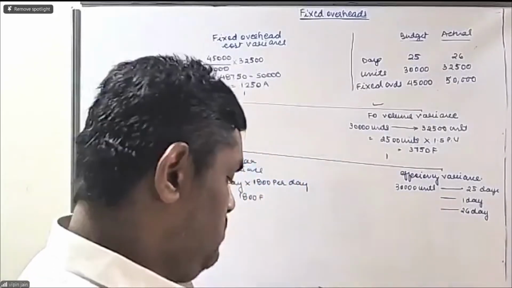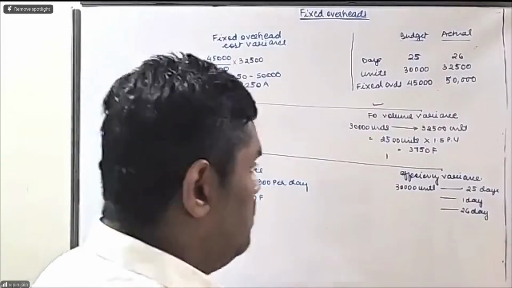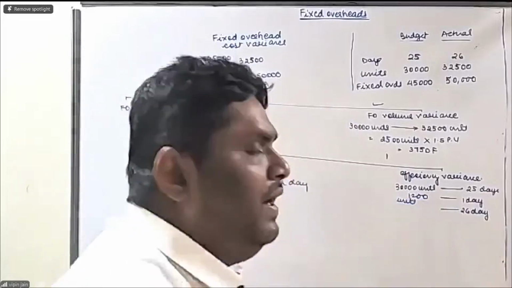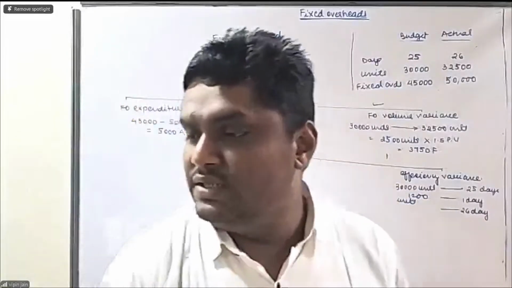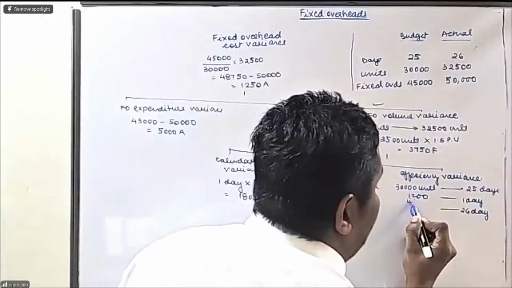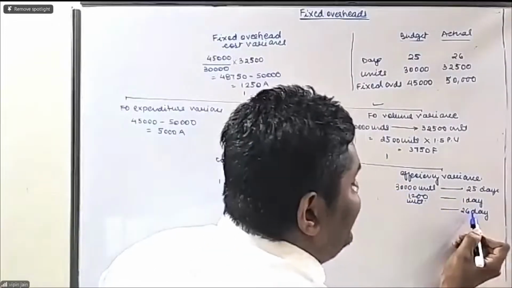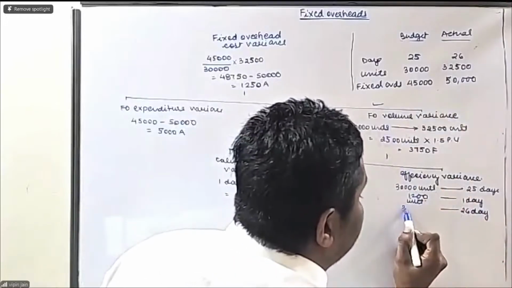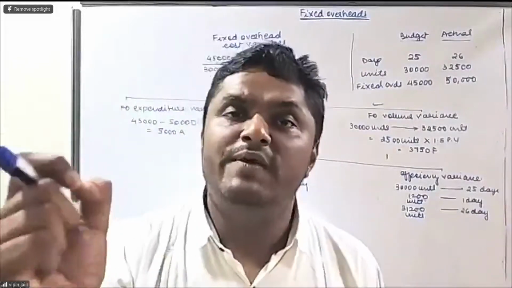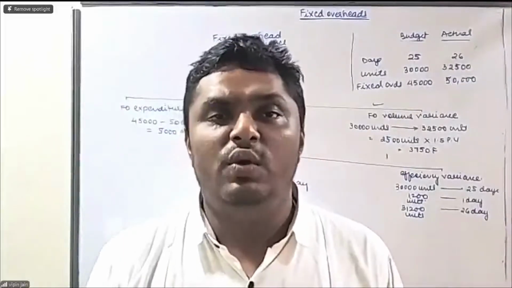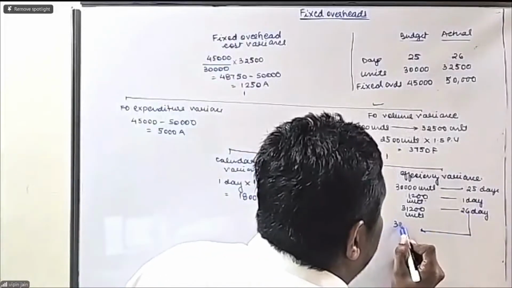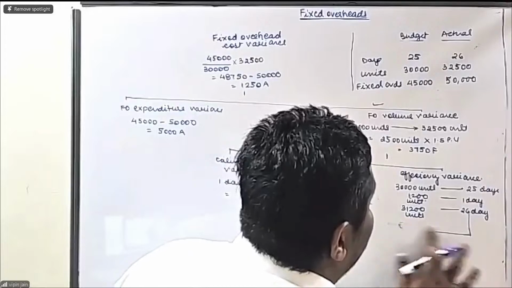Sorry. In one day, 1200 units. Sorry guys. So 25 days, 30,000 units. So one day, how many units? 1200 units. So in 26 days, how many units we were supposed to manufacture? 31,200 units. So in 26 days, we were supposed to manufacture 31,200 units. But in these 26 days, how many units we actually manufactured? 32,500 units.